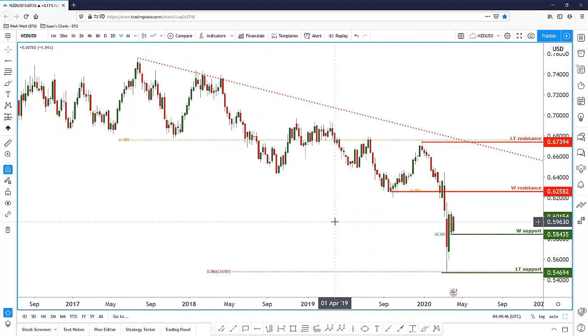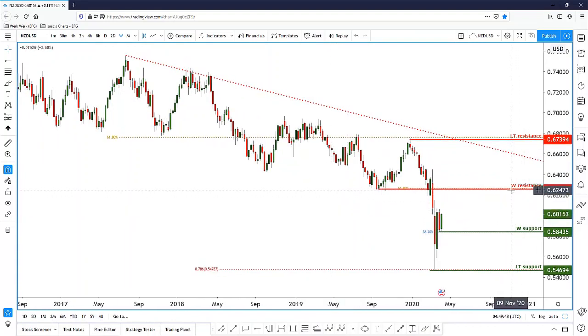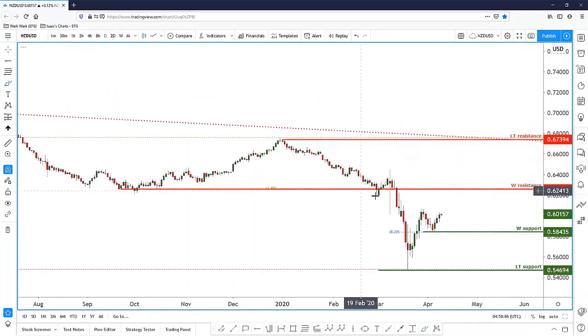Okay, so now on the weekly, we have our weekly resistance and we found our weekly support. The bias is for the price to push up at least towards the weekly support. And if price surpasses the weekly resistance, a further push up to the long-term resistance. Right? With that, we go down to the daily.